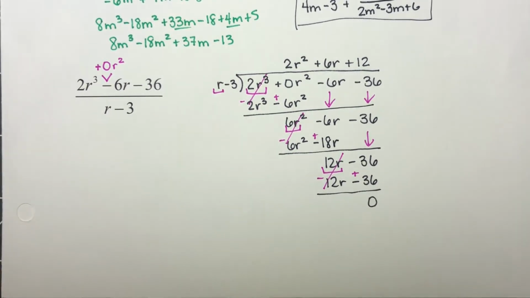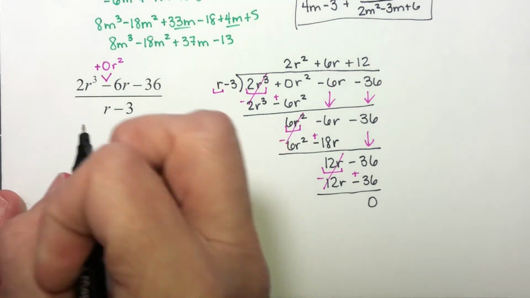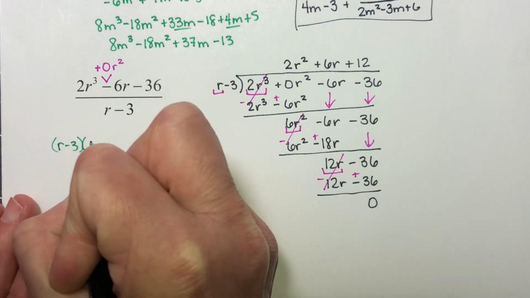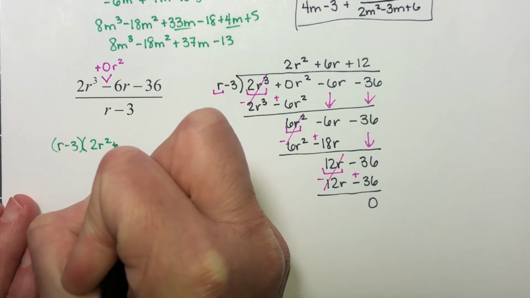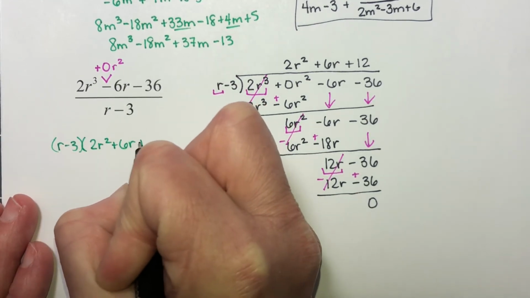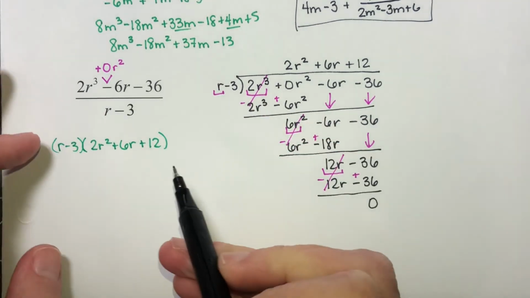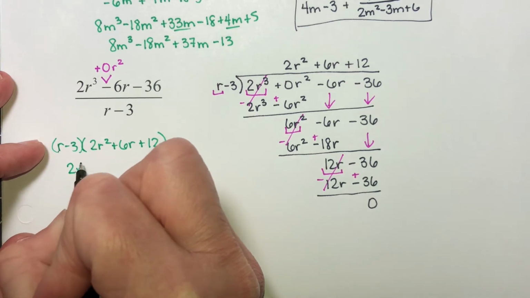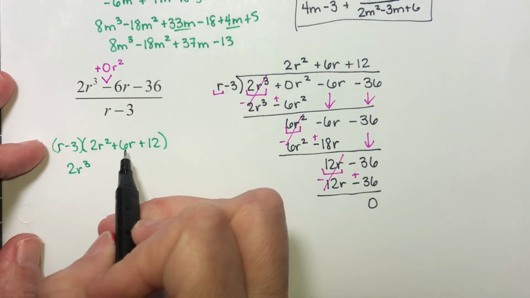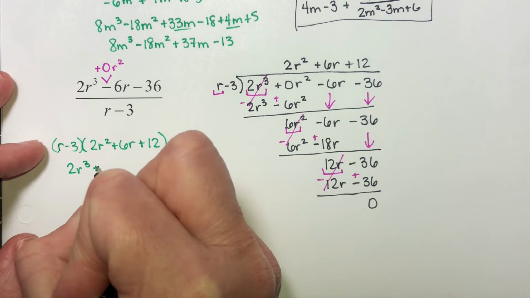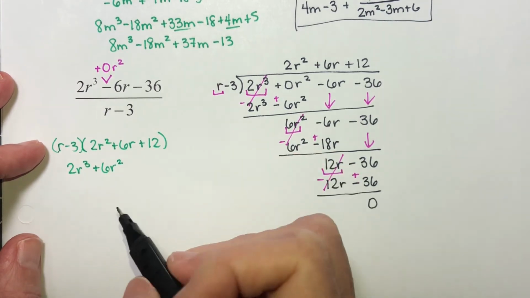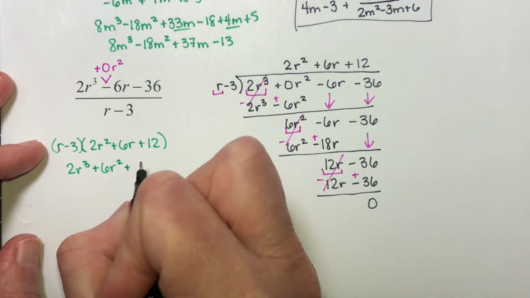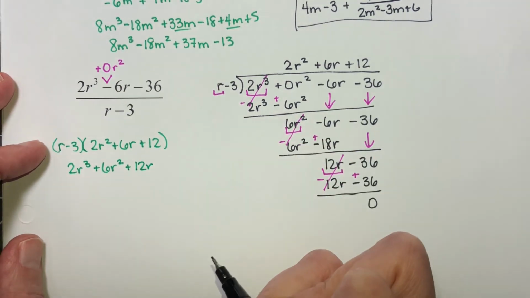We're going to check our answer again. I'm going to do r minus 3 times 2r squared plus 6r plus 12. All right, we're going to distribute. r times 2r squared is 2r cubed. r times 6r would be 6r squared. r times 12 would be 12r.